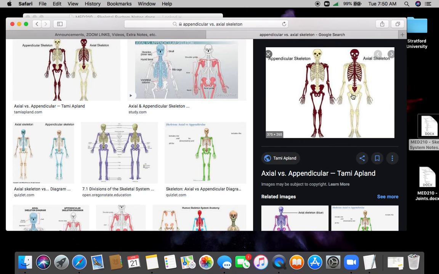Now the axial skeletal system is your axis, like a top, like your center part. So that's your skull and your vertebrae and of course your ribs.